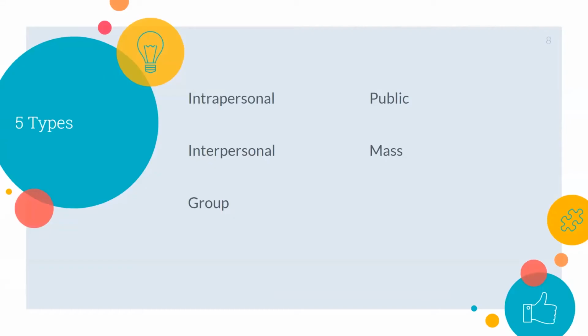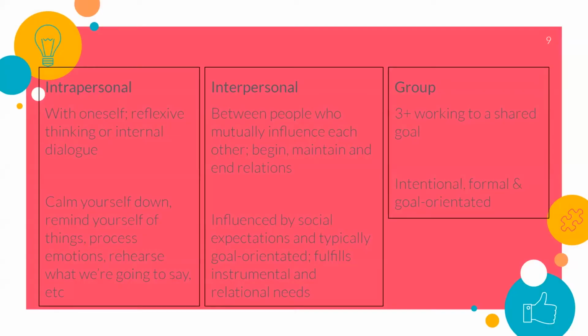So, some different forms of communication. There are 5 main ones that we are going to talk about: intrapersonal, interpersonal, group, public, and mass communication. Intrapersonal communication is communication within one's self, so your internal dialogue, your reflexive thinking.